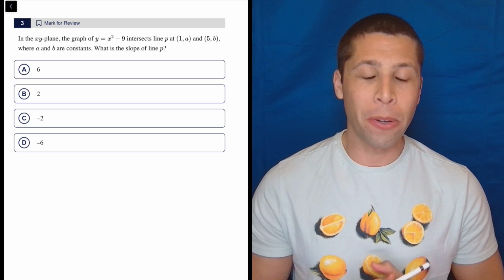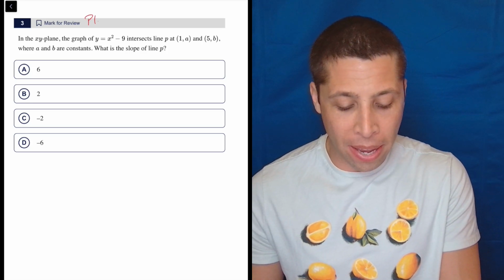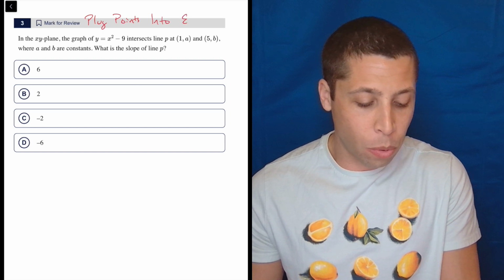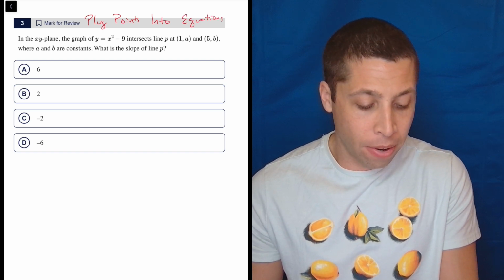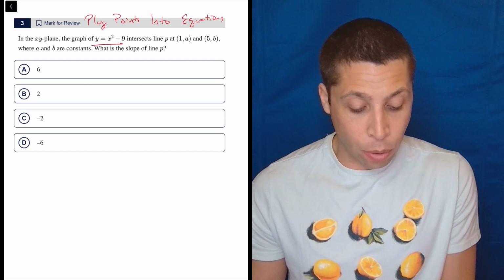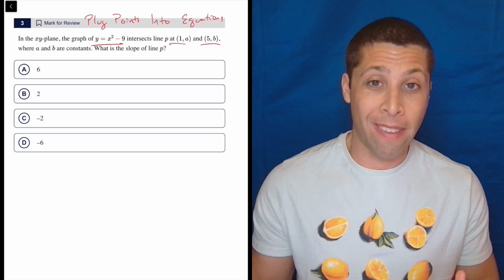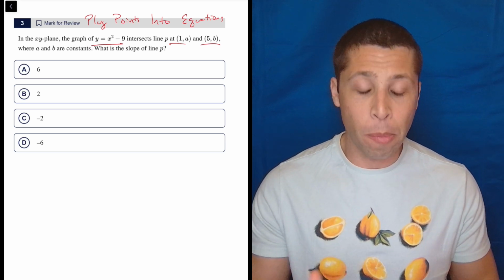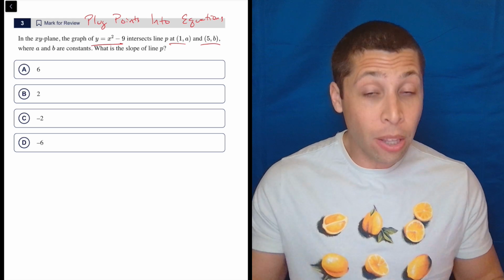This question seems confusing, but is a great example of how my main math strategy, plug points into equations, is going to help me out. What do they give me? They give me an equation and 2 points, or at least half of a point. So let's just plug them in, because if we want to find the slope of the line that goes through those points, we need the full points.